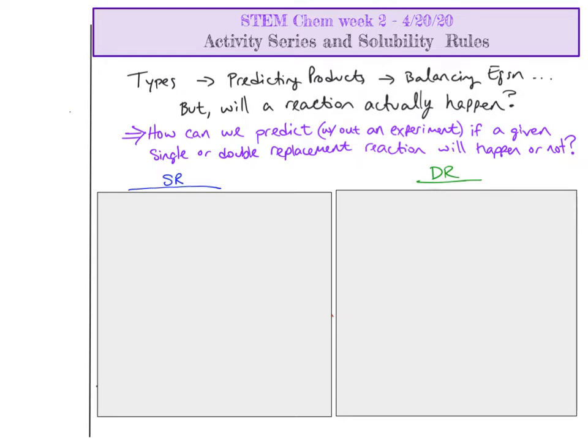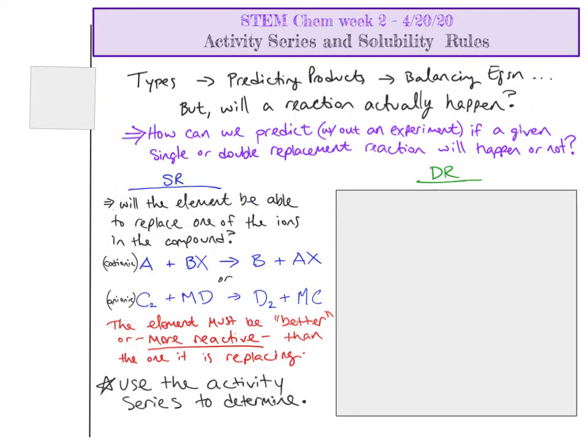So we're going to look at double and single replacement separately because they follow separate rules. Okay, so to start, let's take a peek at our single replacements. The main question here is, will the element be able to replace one of the ions in the compounds? We've got our cationic and our anionic single replacements, where we have an element replacing an ion that is of the same type as the element. They would both make the same kind of ion. A metal replaces a cation, a non-metal replaces an anion.